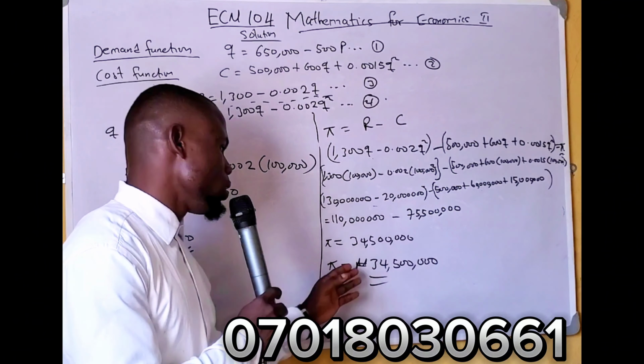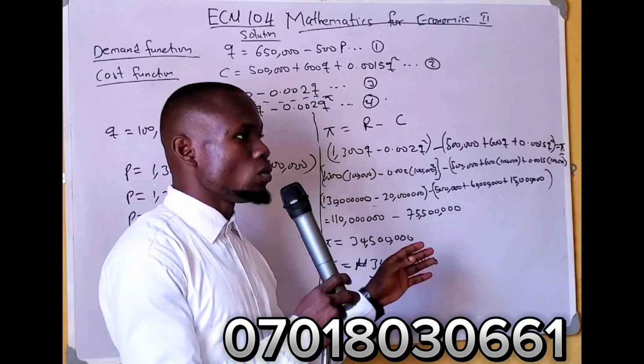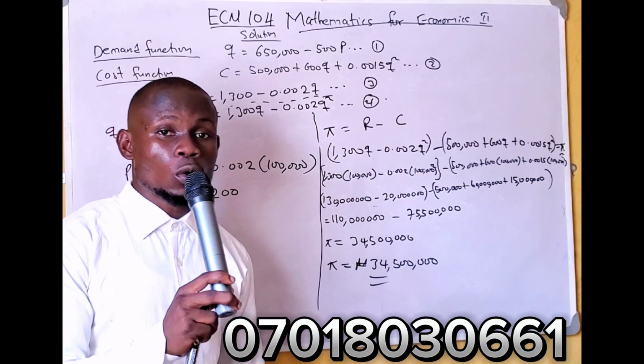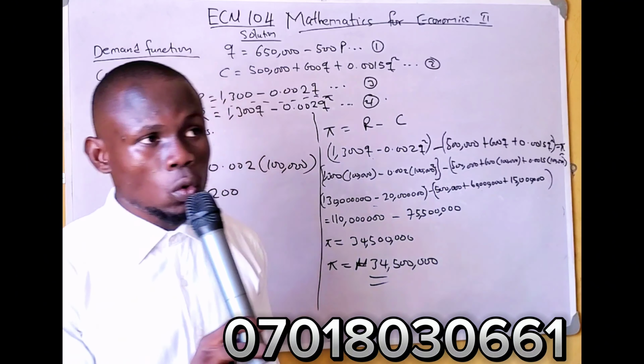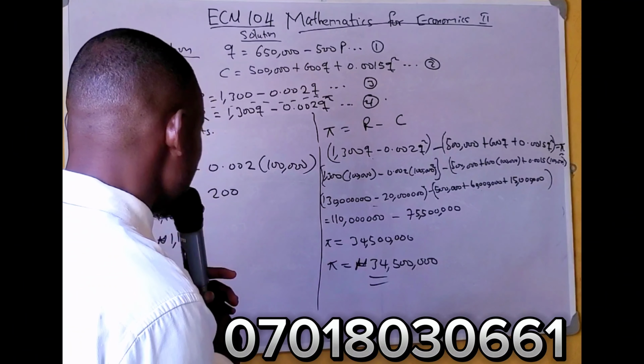You can have 34,500,000.726. You leave it in decimal. Those ones can be in decimal. But quantity has to be rounded up to a whole number. And this is the total solution for this word question.